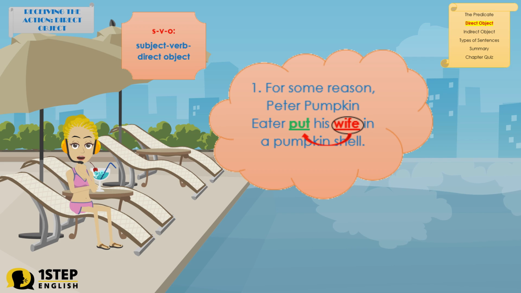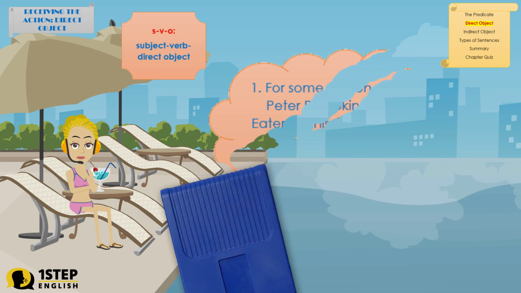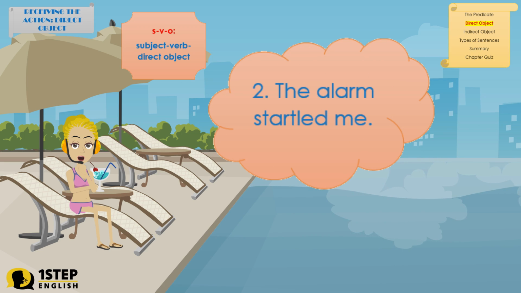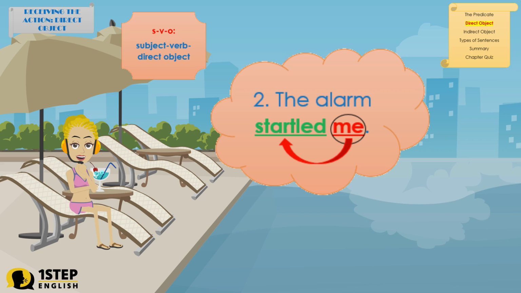Let's check your answer. The word, wife, directly receives the action of the verb, put. 2. The alarm startled me. Let's check your answer. The word, me, directly receives the action of, startled.